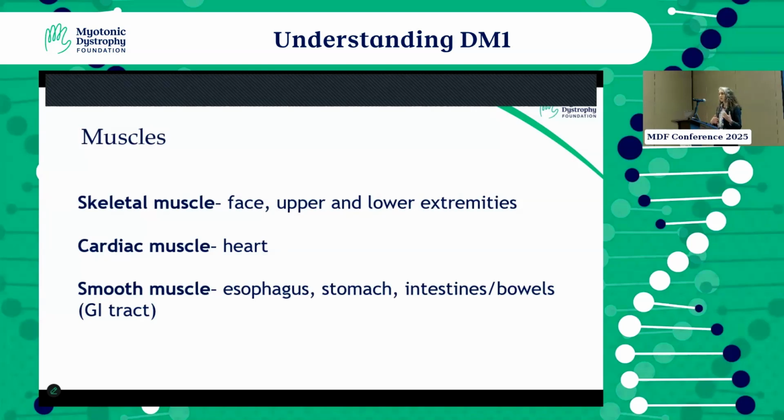of DM1 are experienced. This includes the muscles. So skeletal muscle is the muscles of the face, the upper and lower extremities, so in your arms and legs. Cardiac muscle, that's the heart. And smooth muscle, which is within the esophagus, stomach, intestine, and bowels, or the GI tract.